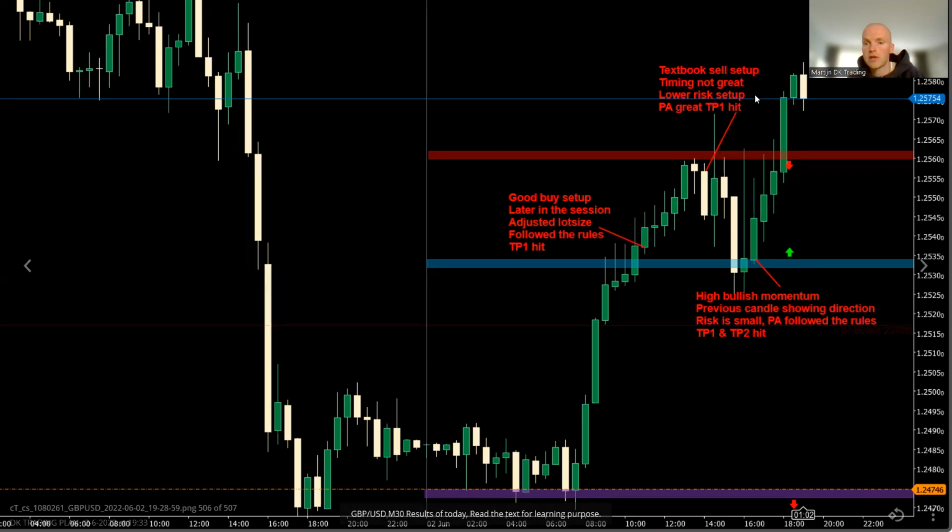Textbook sell setup, timing not great because it's a little bit between lunch and also New York Open, so that's an area that I don't really want to trade, but I got a good signal. We just tested the box, a bearish candle, so that's a good signal candle. Price action is great, TP1 got hit. So we got a retrace towards the upside, a bullish retrace, when we flip towards the downside. So when the open becomes bearish, that's our entry.